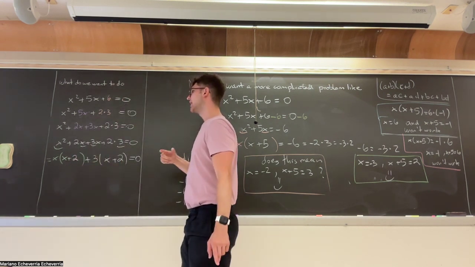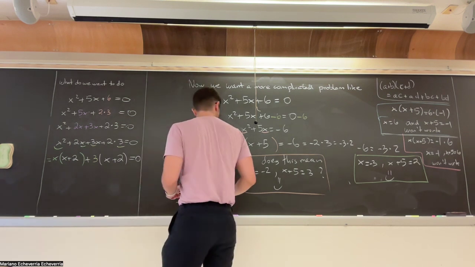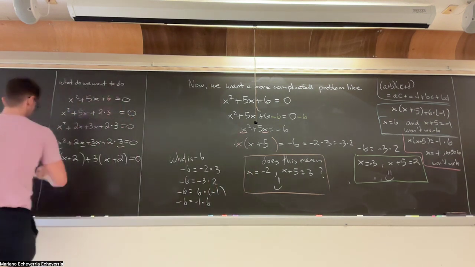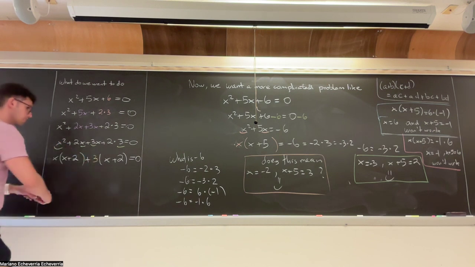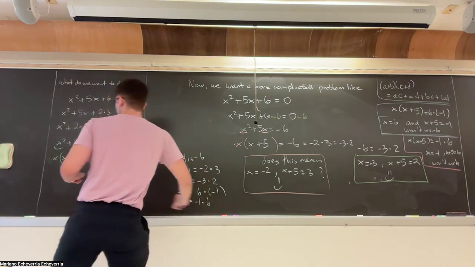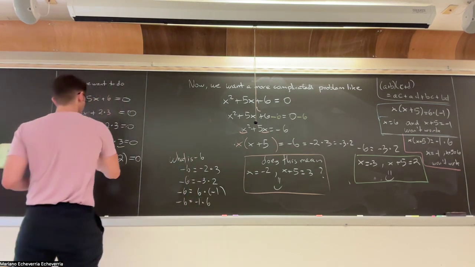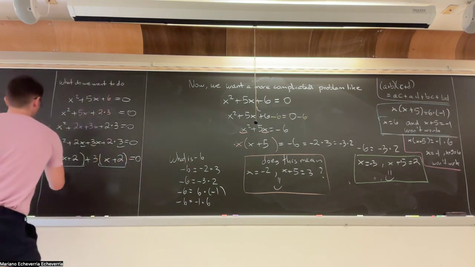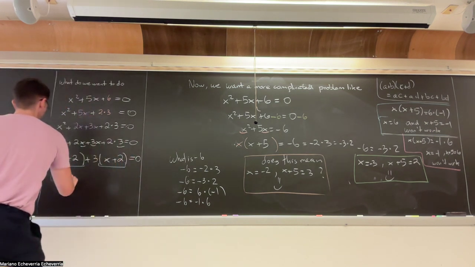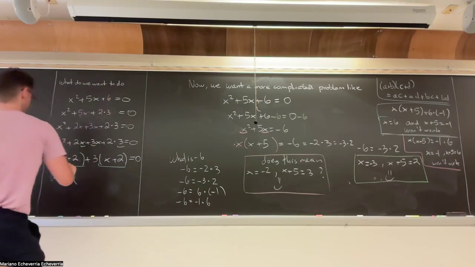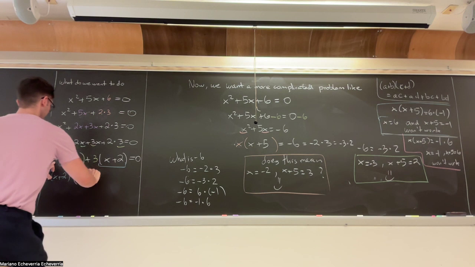But what happens next is that now what you have in common is x plus 2. So x plus 2 is a common term, and that's the one that you would factor out. And then you get x plus 3 as the remainder.